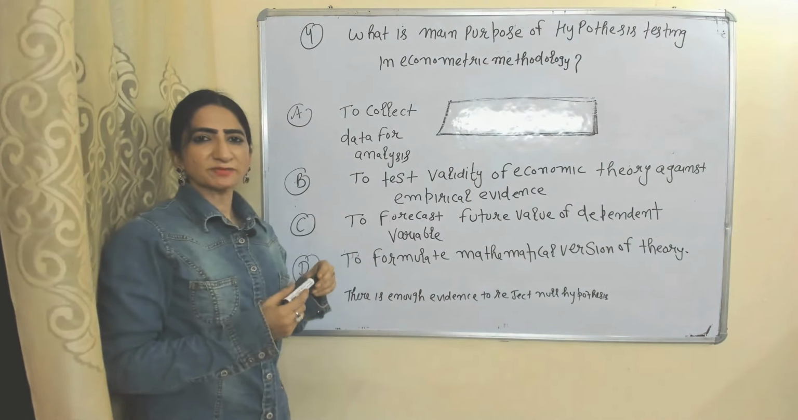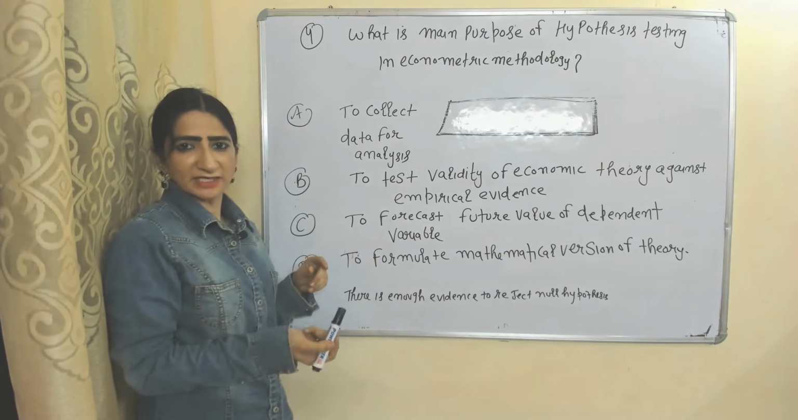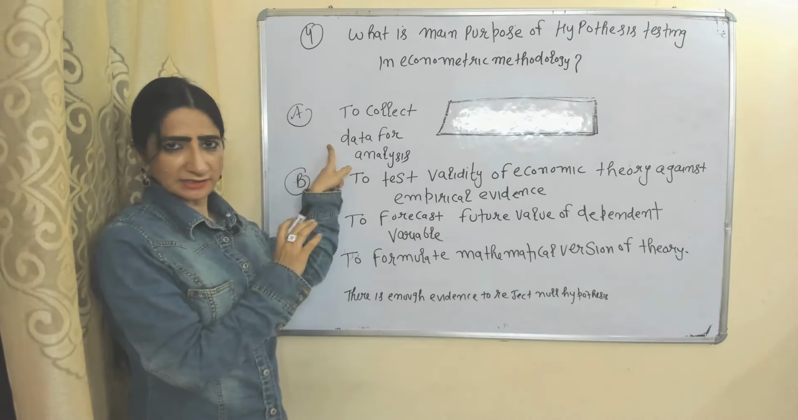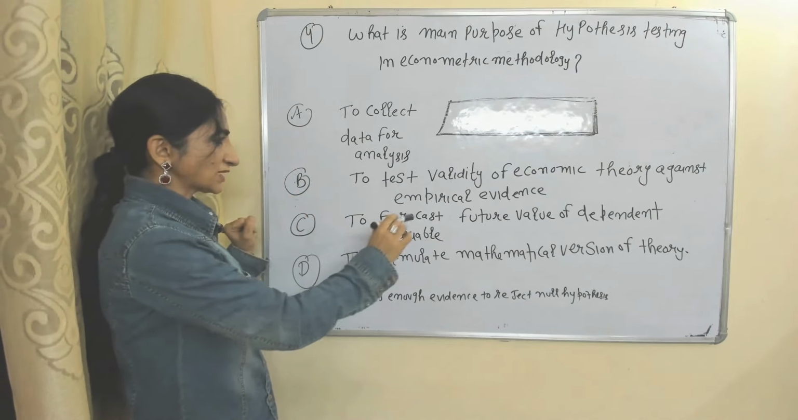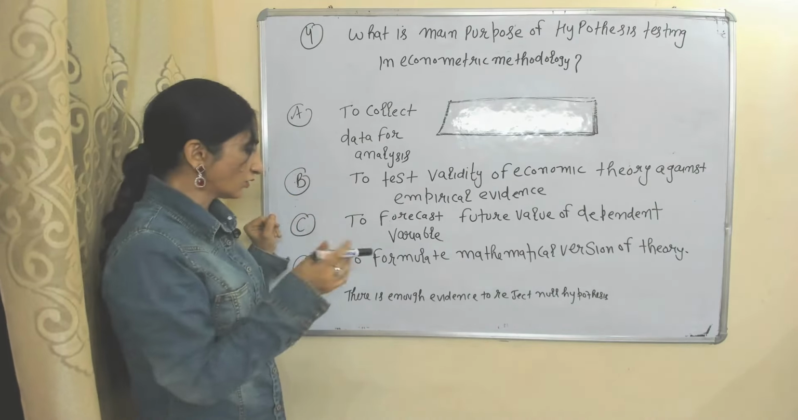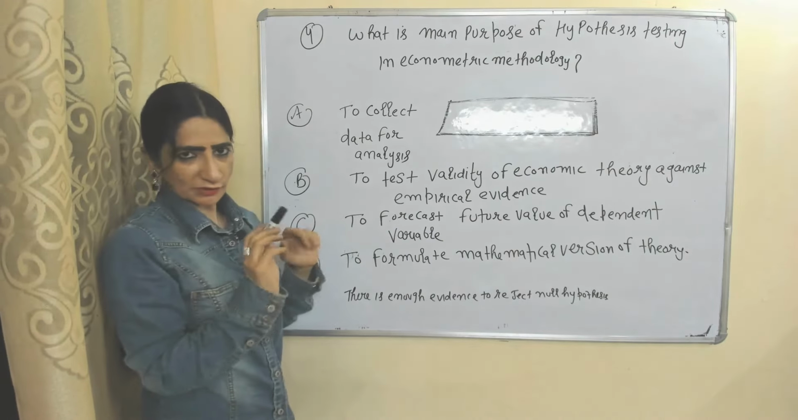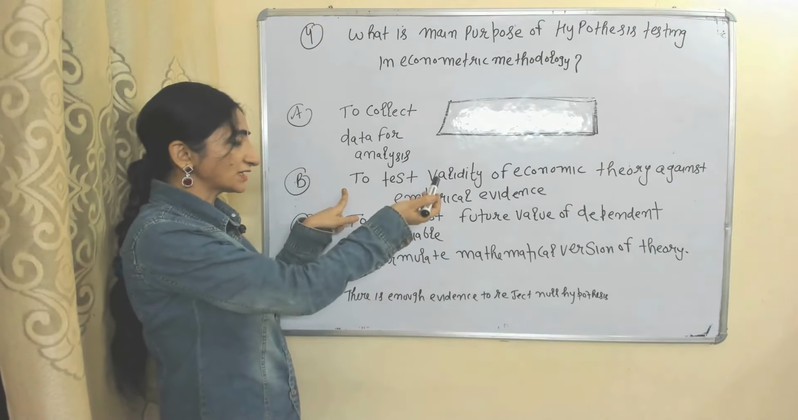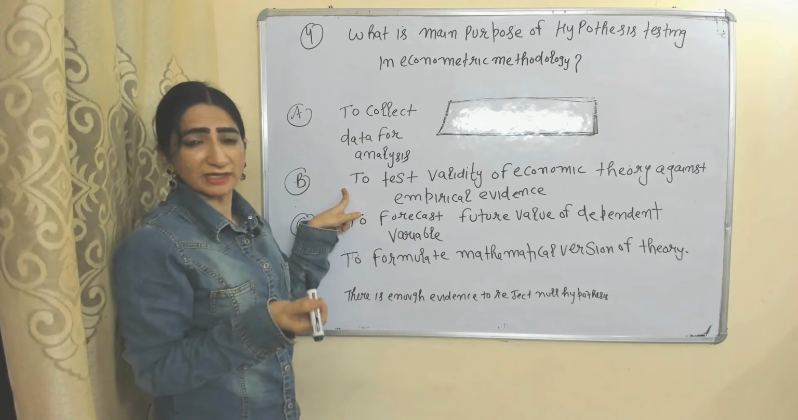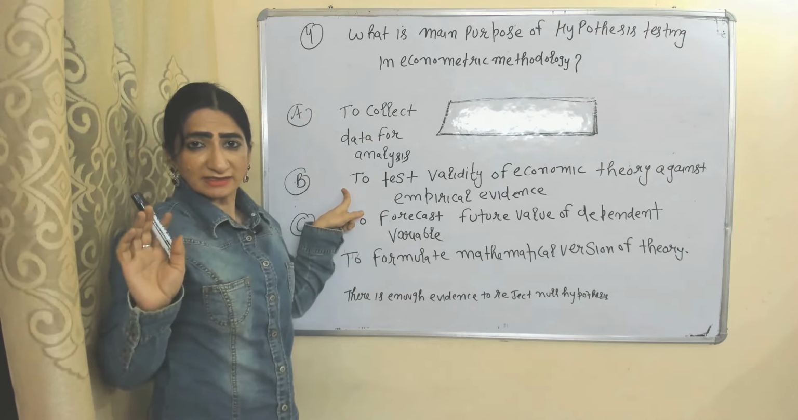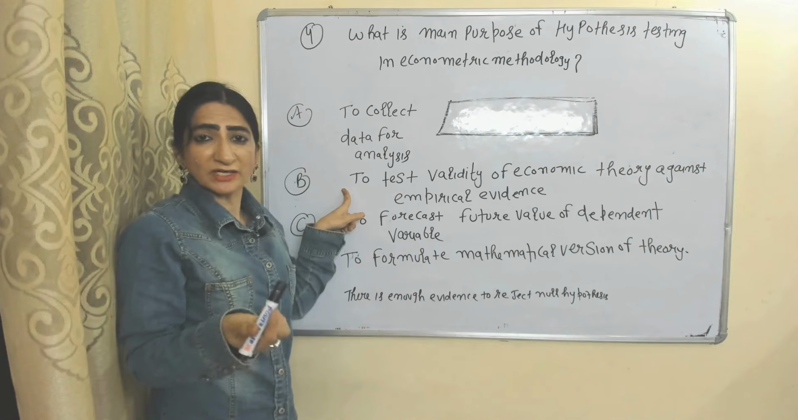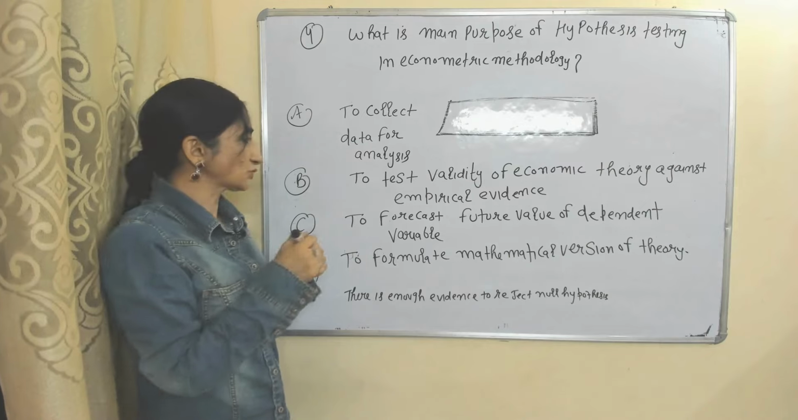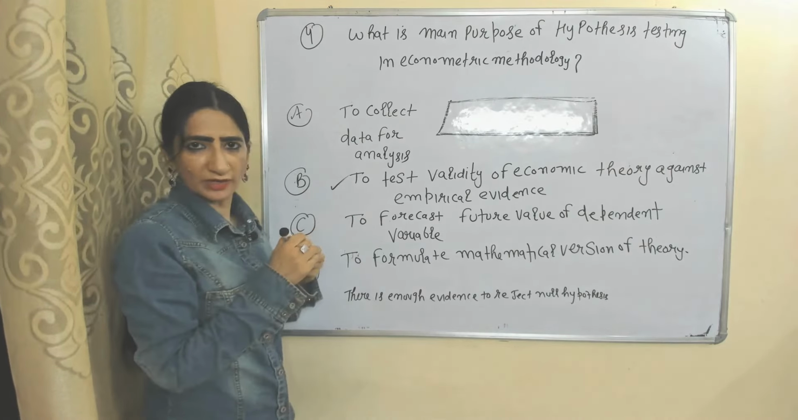Next question: what is the main purpose of hypothesis testing in econometric methodology? First option, to collect data for analysis, no. To forecast future value of the dependent variable, no. To formulate a mathematical version of theory, no, absolutely not. Our right answer: to test the validity of economic theory against empirical evidence. As we earlier discussed, in hypothesis testing, we try to see whether there is enough evidence to reject the null hypothesis. That's why the second option is correct.